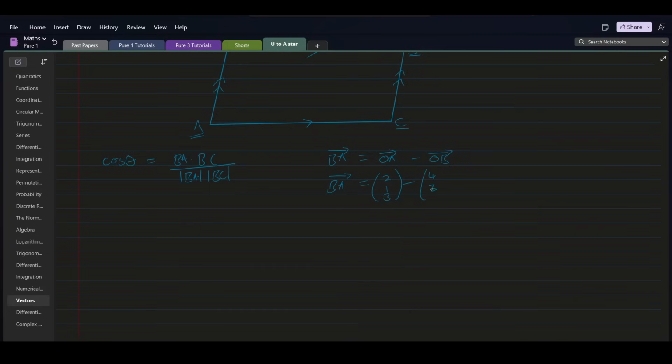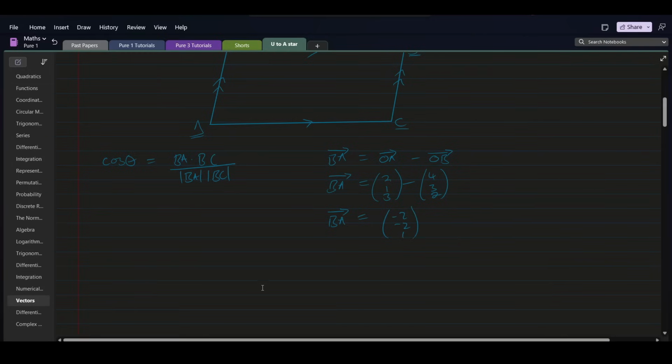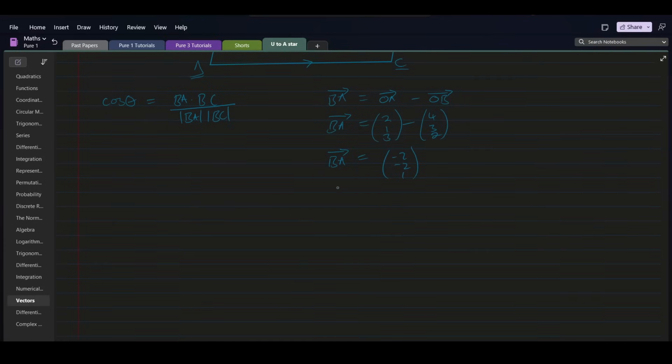4, 3, 2. And BA would be equal to, so that's 2 minus 4, that's minus 2. 1 minus 3, that's minus 2. 3 minus 2, that's 1. Okay, so this is our displacement vector for BA. Now let's find the displacement vector for BC.